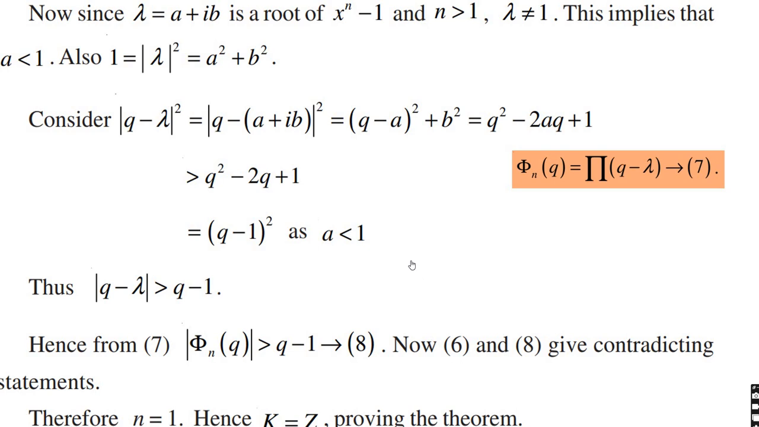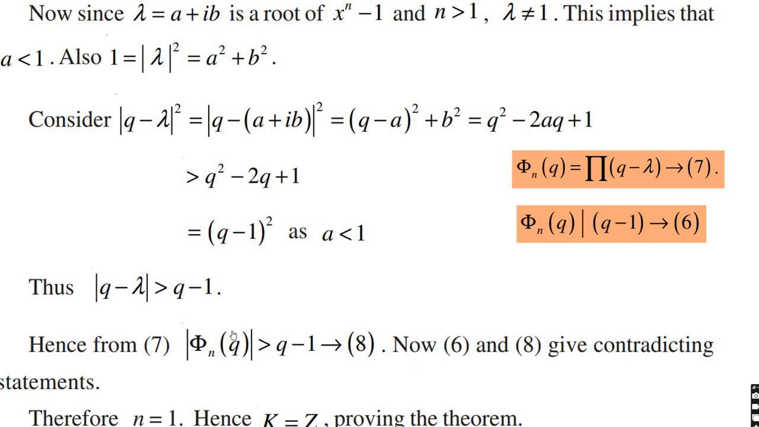So from 6 and 8, the sixth statement was this: phi n of q divides q minus 1. But here phi n of q is greater than q minus 1, that we get. So these two are contradicting. This is a number which is greater than q minus 1, but the greater value divides the lesser value. That's not possible. So from 6 and 8, we are getting a contradiction.